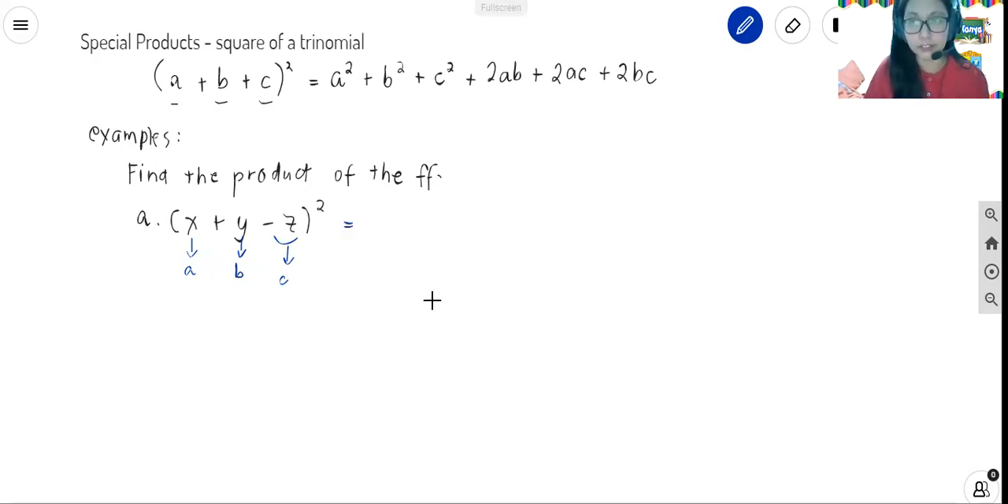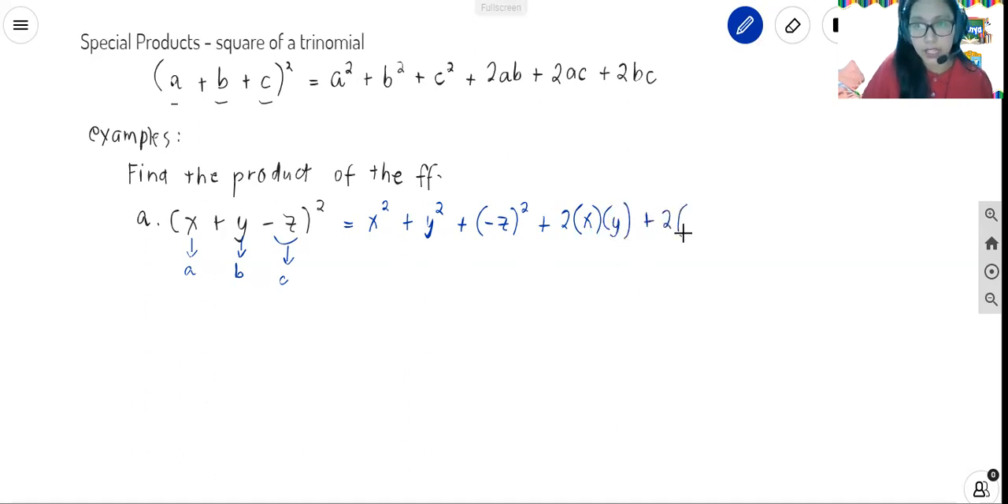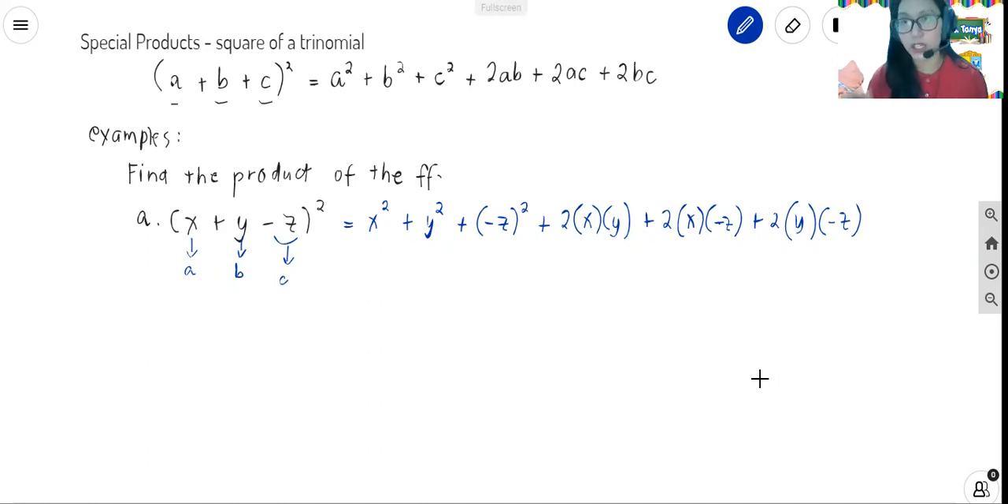Let's now solve. First, let's square the first term, that is x squared. Square the second term, that is y squared. And then square the third term, that is negative z squared. Plus 2 times ab, that is x times y. Plus 2 times ac, that would be x times negative z. Plus 2 times bc, that would be y times negative z. Again, make sure that you write the sign of each term to make sure that you are solving for the correct answer.